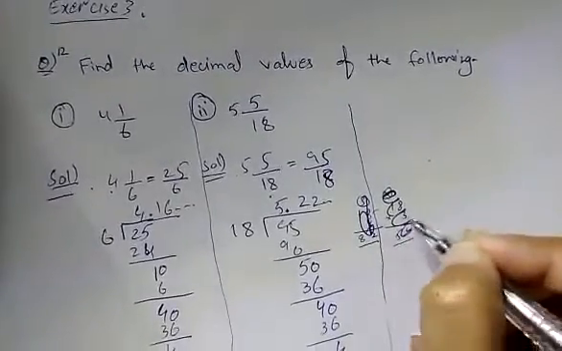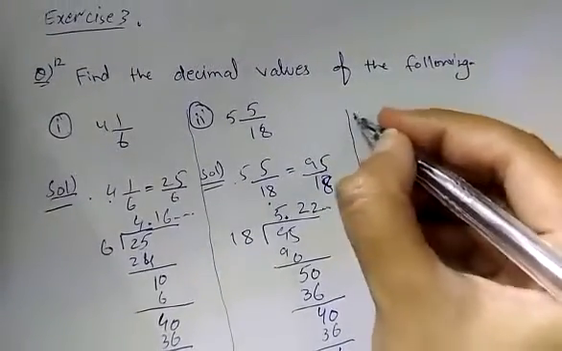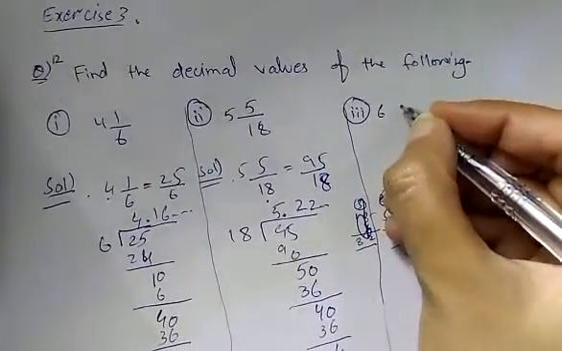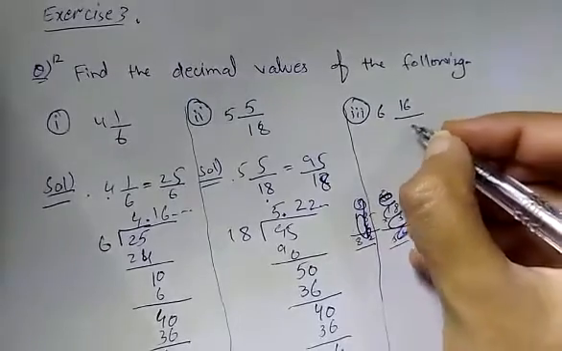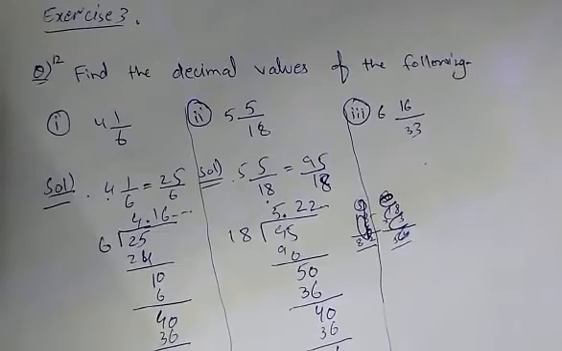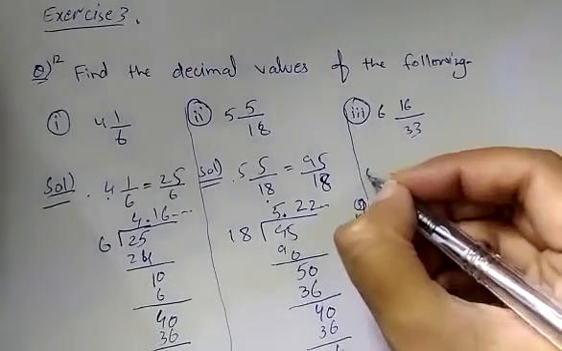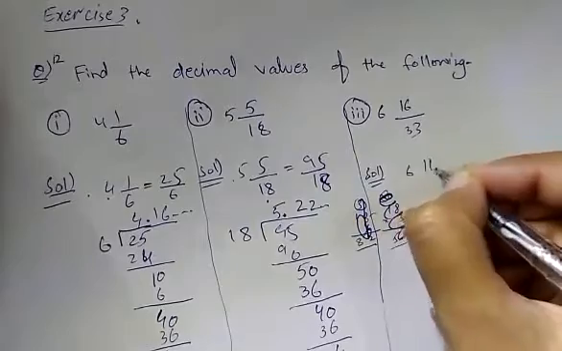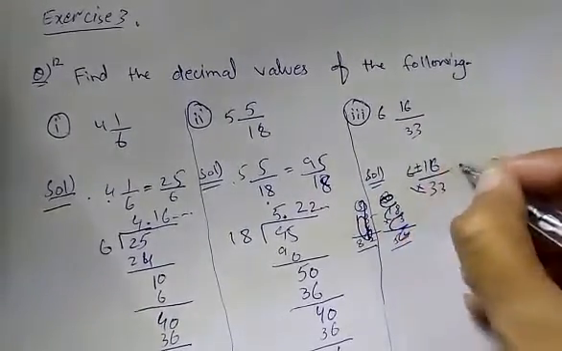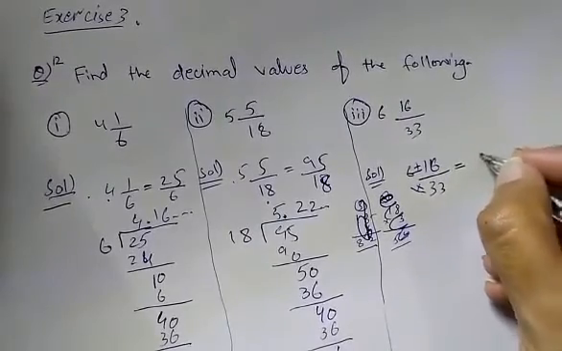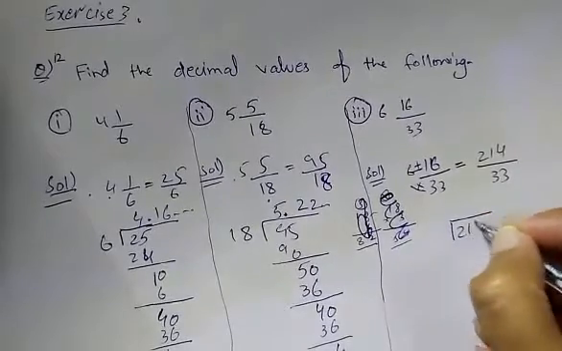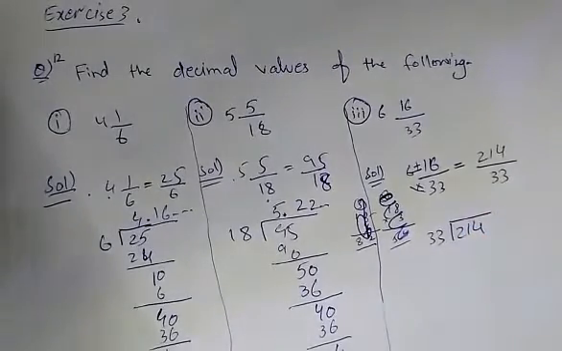Now next is part number 3, 6 into 16 by 33. If we multiply these values and add the answer in this, our answer is 214 by 33. Now we have to divide them, 214 with 33.